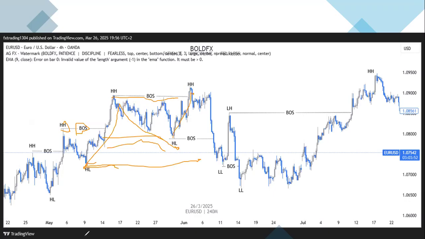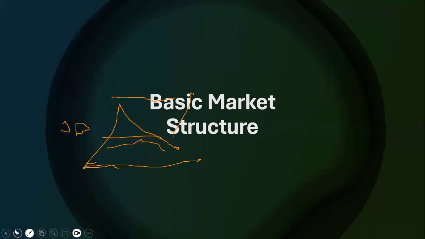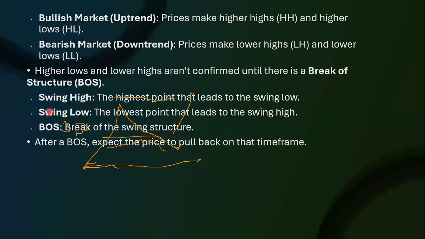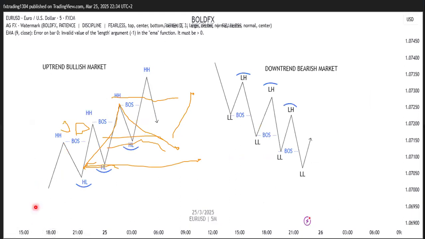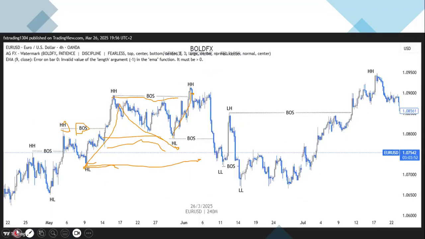So the only time, as you can remember in the previous slides, let me take you guys quickly back. In the previous slides, you can see that swing highs are the highest point that leads to a break of structure, right? So higher lows and lower highs are unconfirmed until there is a break of structure. So as soon as you get a break of structure, this now confirms that there's a structural break, as you can see here.